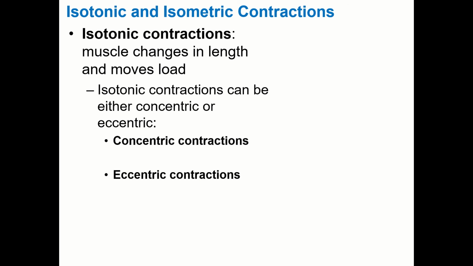So isotonic contractions, there are 2 types of them, concentric and eccentric. In the case of a concentric contraction, the muscle is shortening and moving the load. So whatever external load you're trying to lift, the muscle is overcoming that resistance and the muscle is shortening. One of the other things I want you to know about concentric contractions is they are acceleration, speeding up contractions.